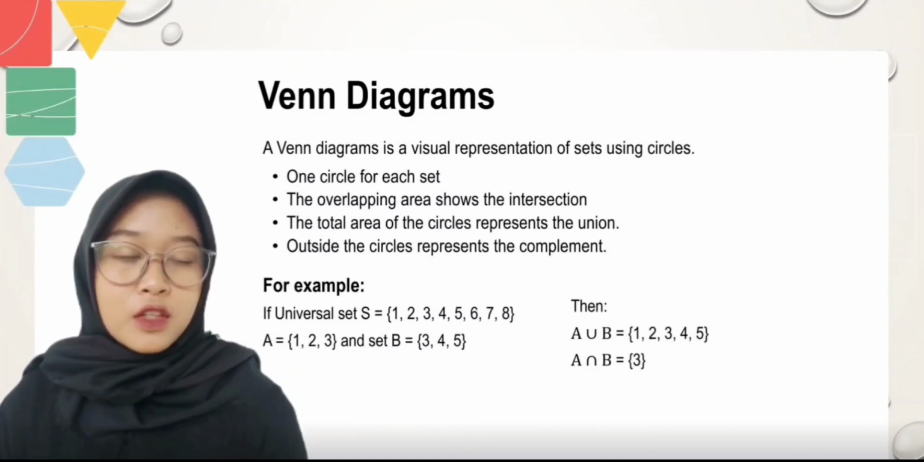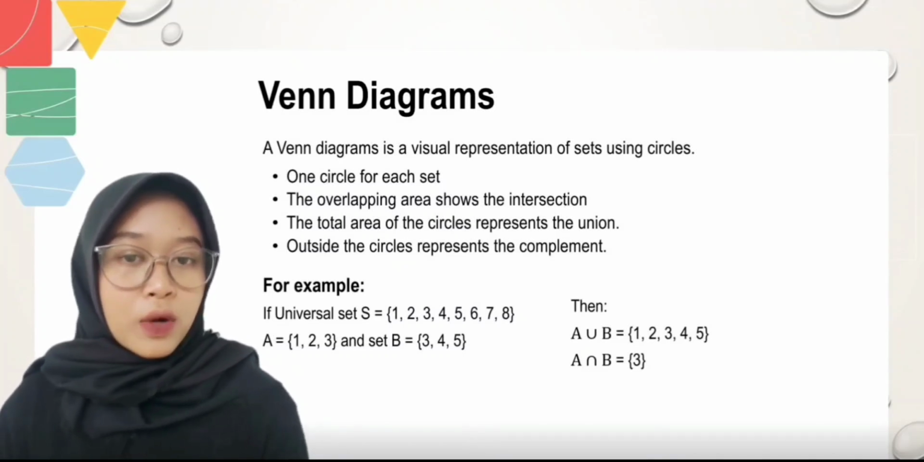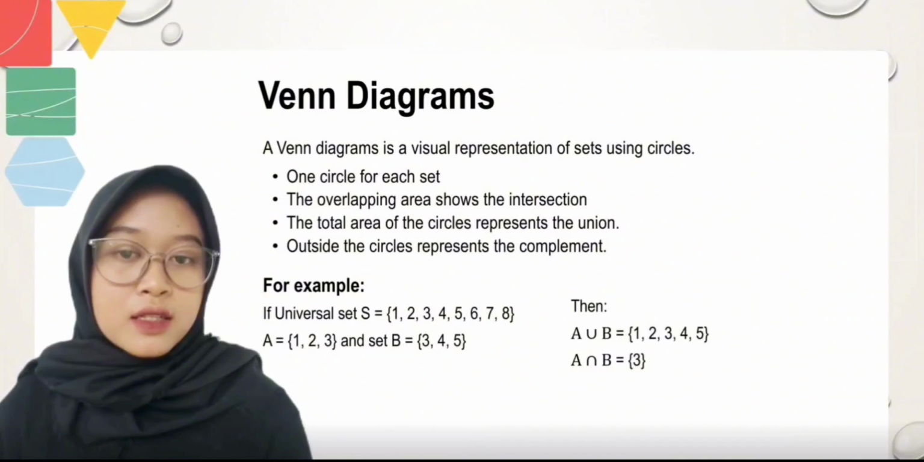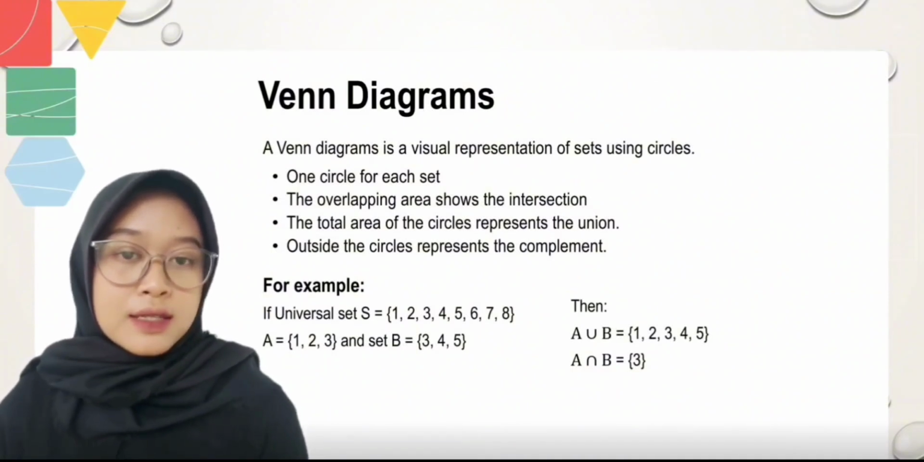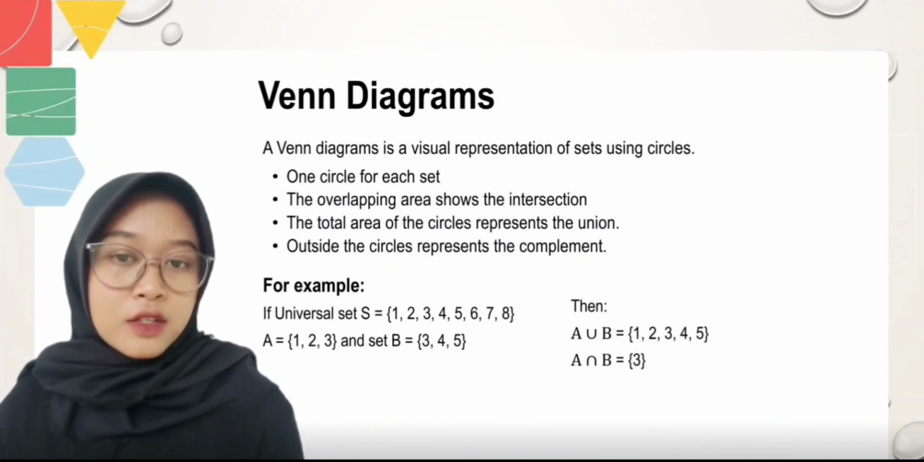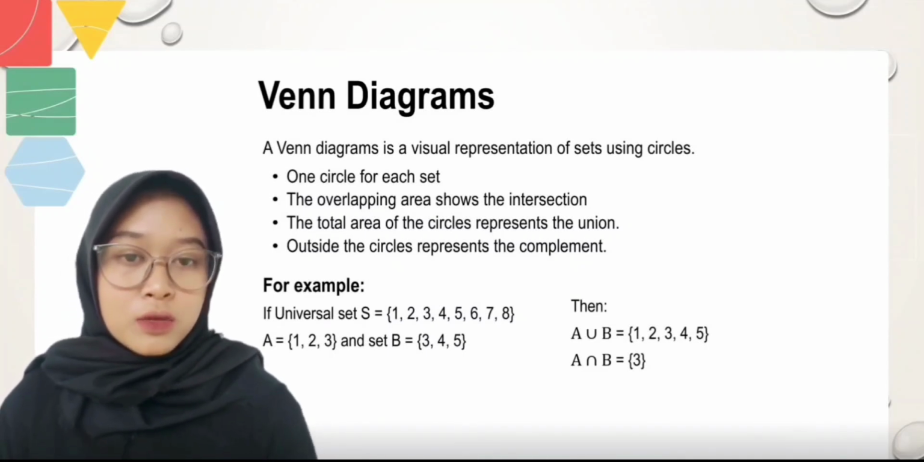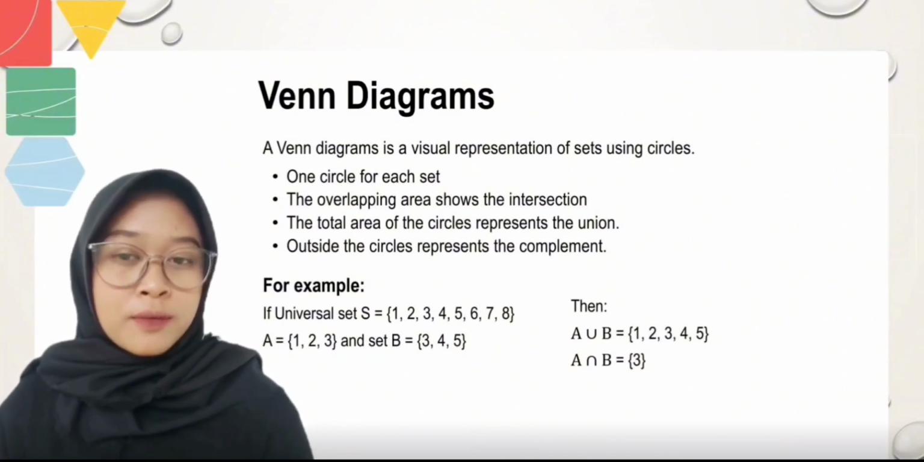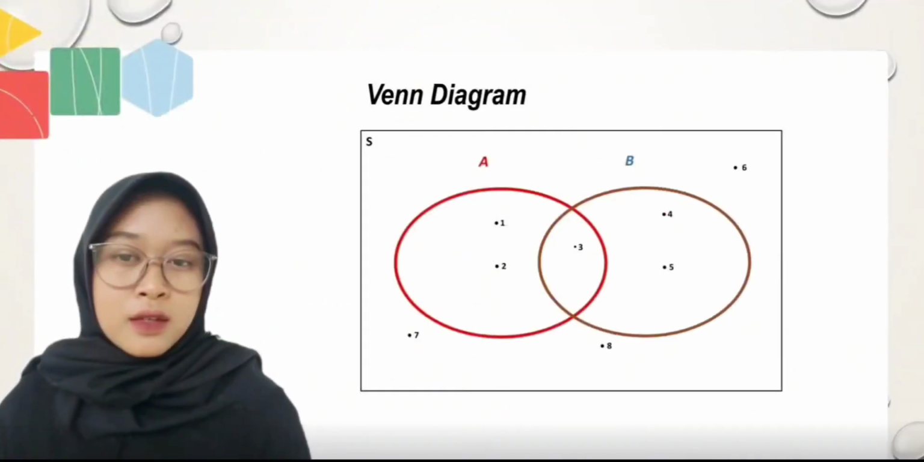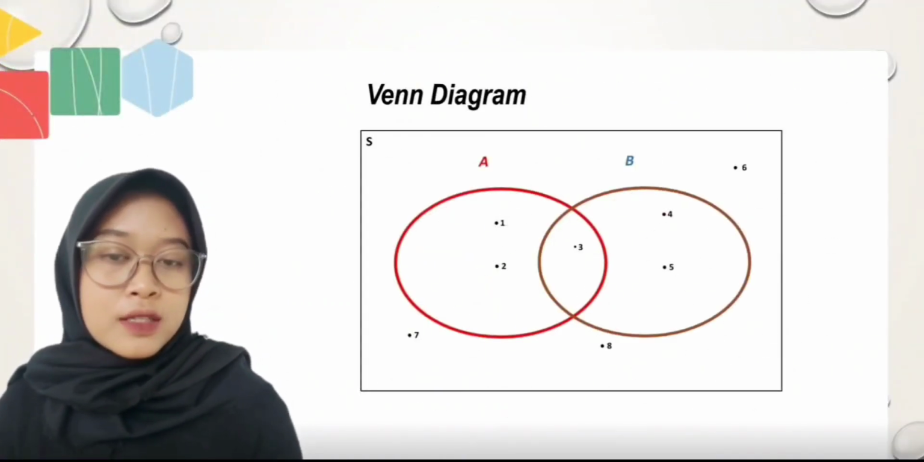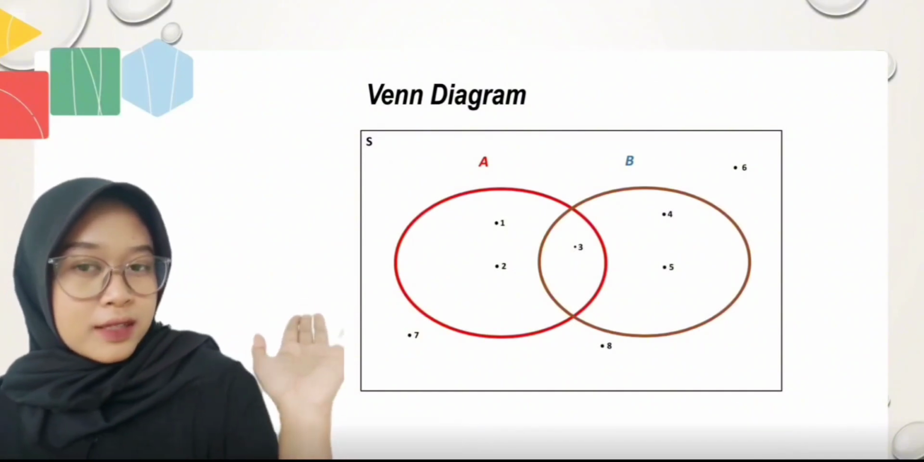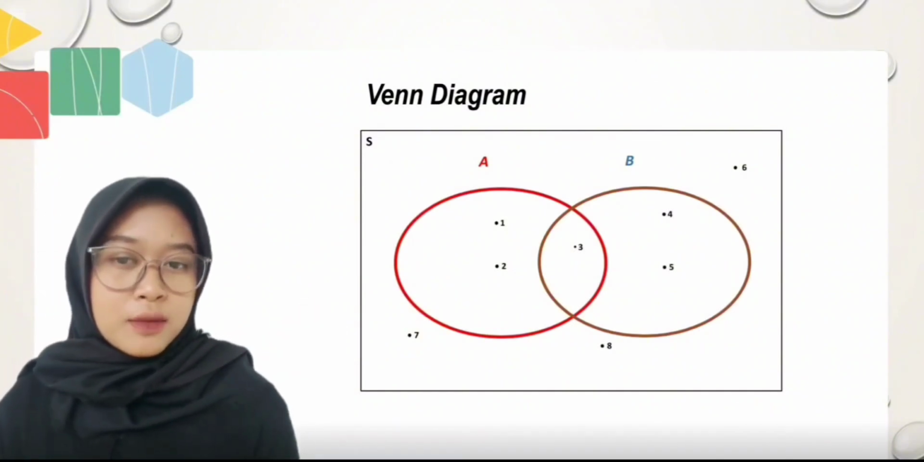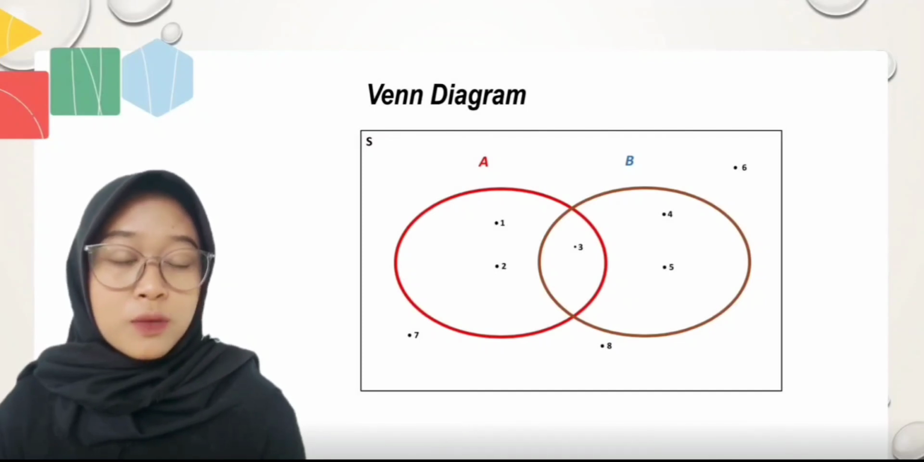For example, universal set S is 1 to 8. Set A is {1, 2, 3} and set B is {3, 4, 5}. Then set A ∪ B is {1, 2, 3, 4, 5} and set A ∩ B is {3}. Okay, we can see an example of a Venn diagram in the picture. Venn diagrams are especially useful to solve problems in logic and probability.